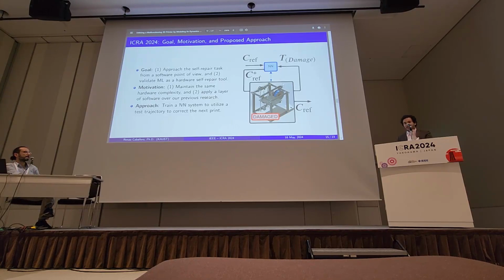So essentially, the printer, before working, will attempt to print a test trajectory, and the neural network learns as much as possible from that test trajectory, and in that way, modifies the reference that we want to print in order for the broken printer to print the ideal one. That is what we did in this work.